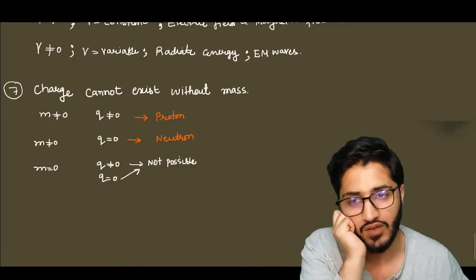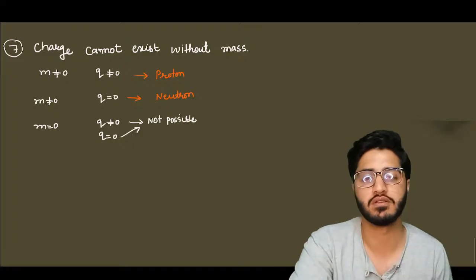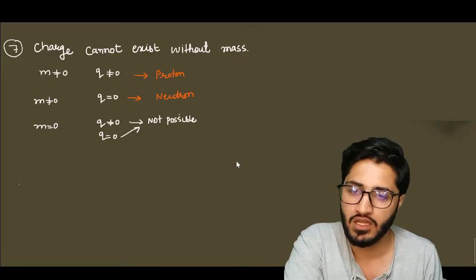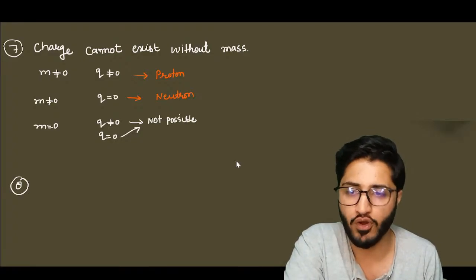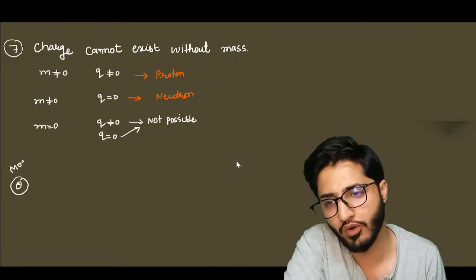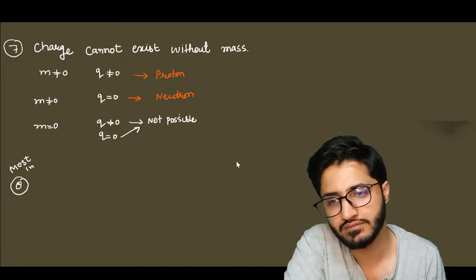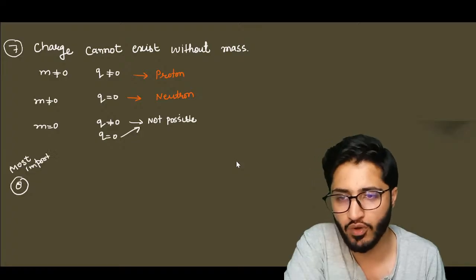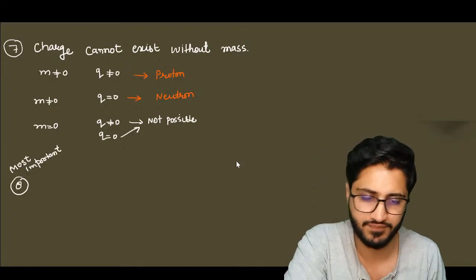Then now we have one most important property. Property number 8. It was the most important. Done?